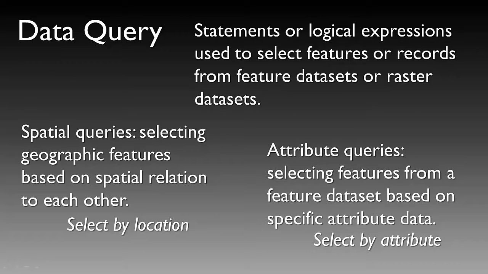Data query is known as statements or logical expressions that are used to select features or records from a feature dataset or a raster dataset or from an associated table. A spatial query is conducted to select geographic features based on a spatial relation of one feature to another. Attribute queries are conducted to select features from a feature dataset based on a specific attribute type.